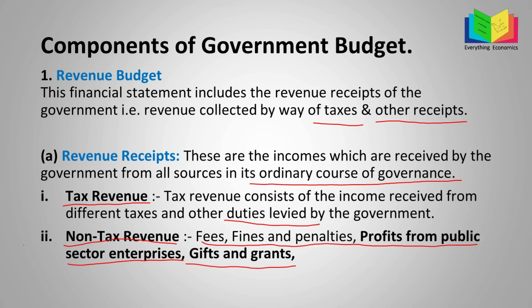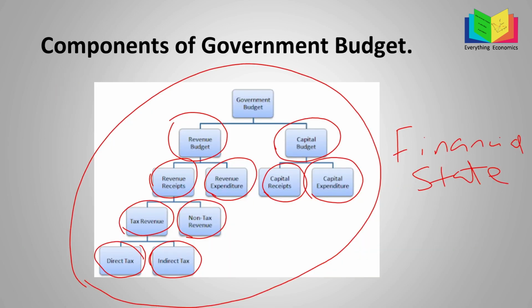sector enterprises. These are the enterprises or firms that are run by the government, so of course the government will receive the profits. And finally, gifts and grants. These are from people sometimes, or from other countries as well. So that's non-tax revenue. Now if we go back, revenue receipts, we are done with that. Tax revenues, non-tax revenues, we are done with that.